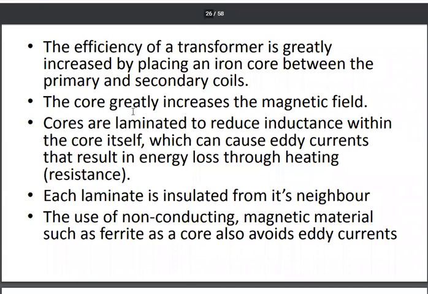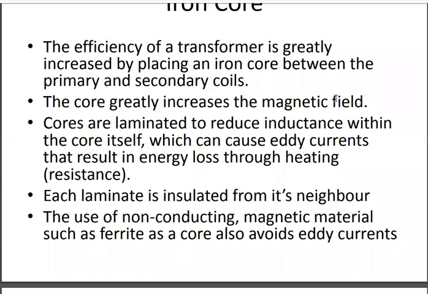Now the core greatly increases the magnetic field. We have already told you that the magnetic field in a magnetic material, especially in a ferromagnetic material, gets increased. If source magnetic field is B naught and there is magnetic field due to the induction in the material medium, then the total magnetic field in the material medium is just equal to the sum of magnetic field in the vacuum plus magnetic field induced inside the material. So magnetic field gets increased.